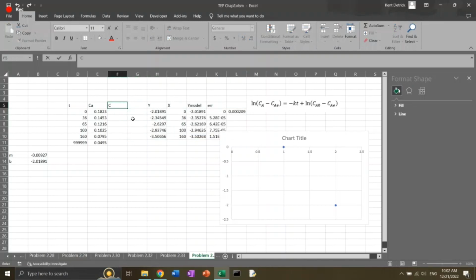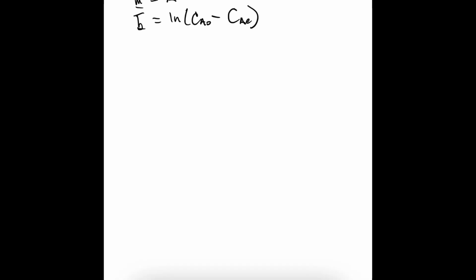Right here, we'll back calculate what the concentration is from our model. So if y equals the natural log of Ca minus CAE, as we have right here, then we just need to convert these numbers into y by doing a little bit of algebra and putting y in terms of Ca. So I'll go ahead and do the algebra.